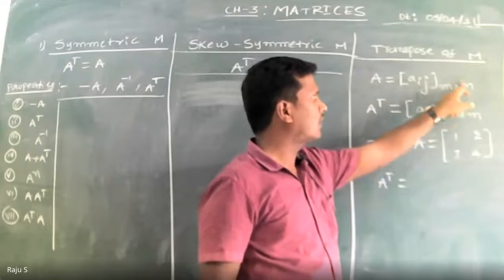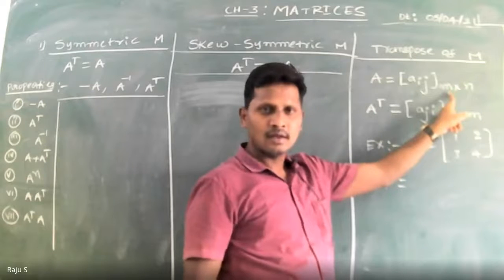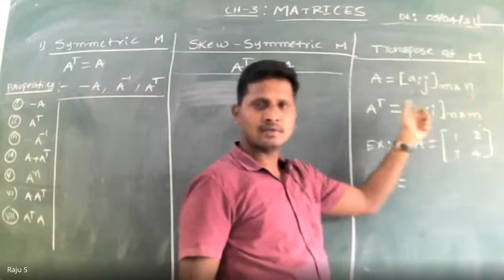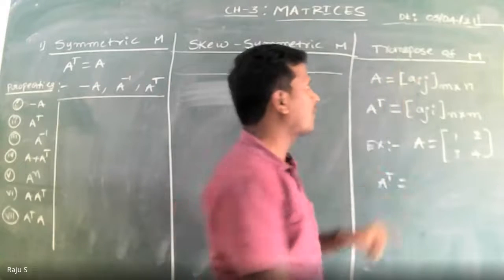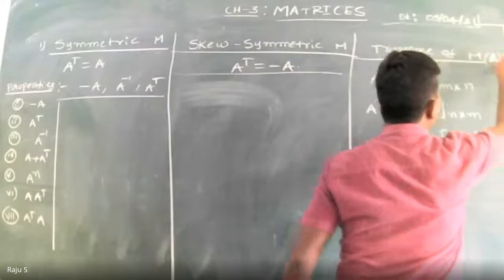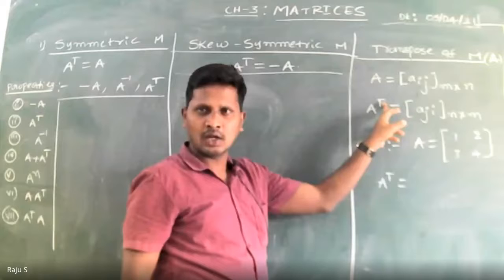A_ij of m by n, of order m by n. It has m rows and n columns. Then the transpose of a matrix capital A can be denoted by A to the power of T.